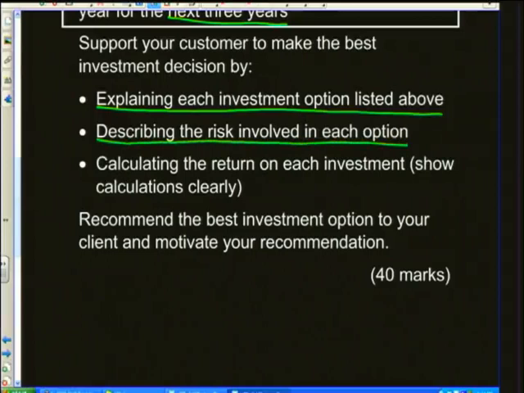And then we need to calculate the return on each investment, right? And once again, show your calculations clearly. Very, very similar to how we had our compound interest, right? Show your calculations. You don't want to be missing out on 3 marks because you haven't shown your calculations, right?